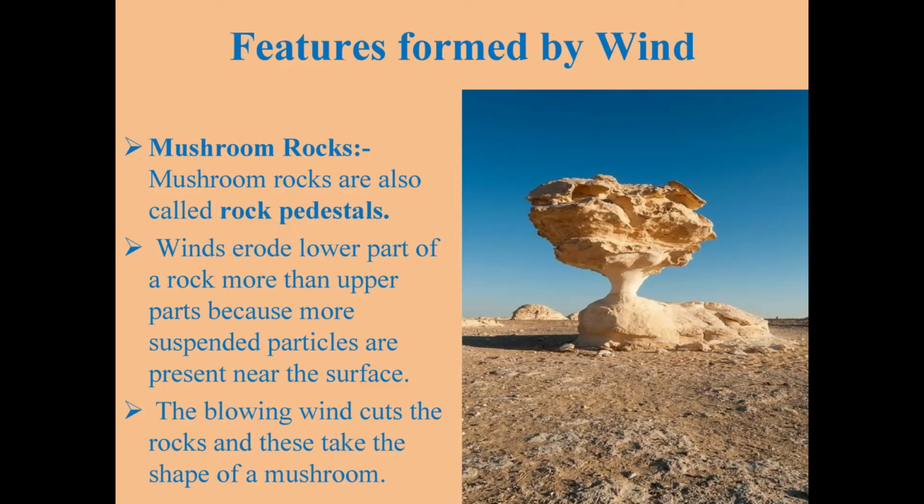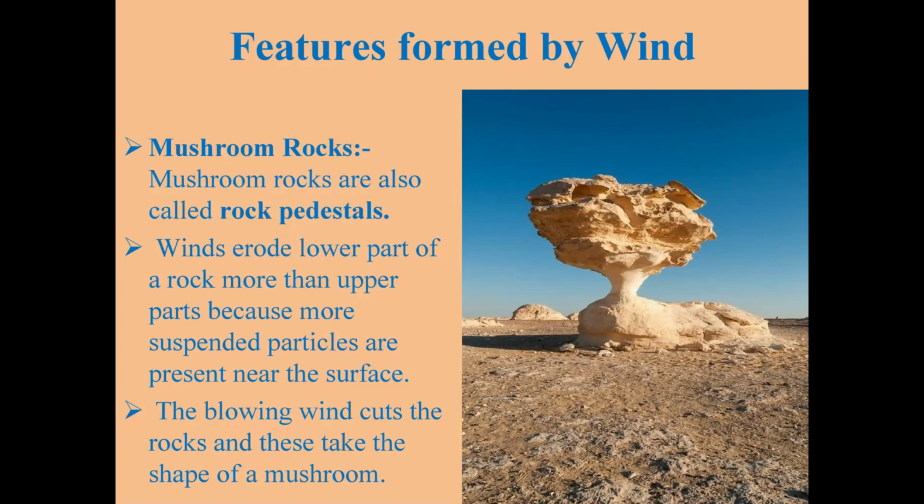Different kinds of landforms are shaped in areas where wind action is strong, for example in semi-arid and arid zones. First is mushroom rocks. The mushroom rocks are also called rock pedestals. They are one of the most striking manifestations of the processes of erosion and weathering, usually found in desert areas.